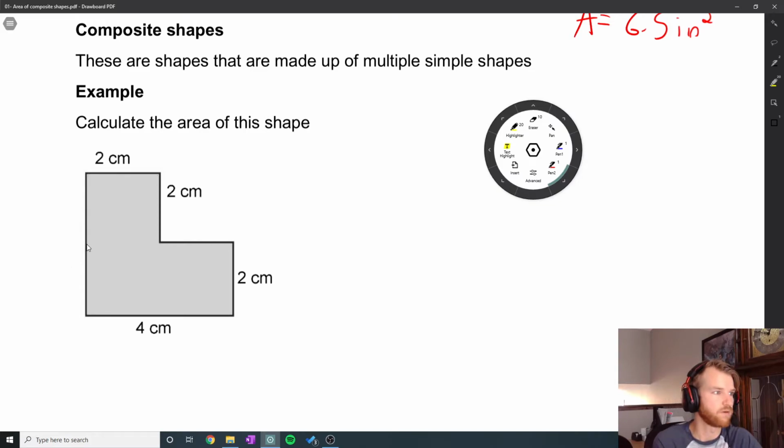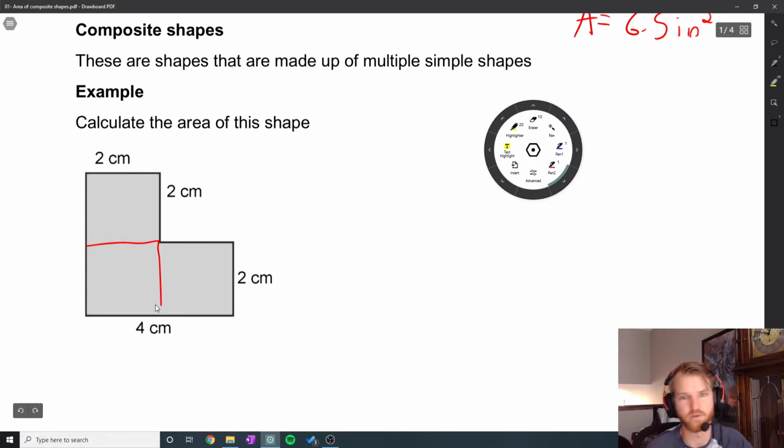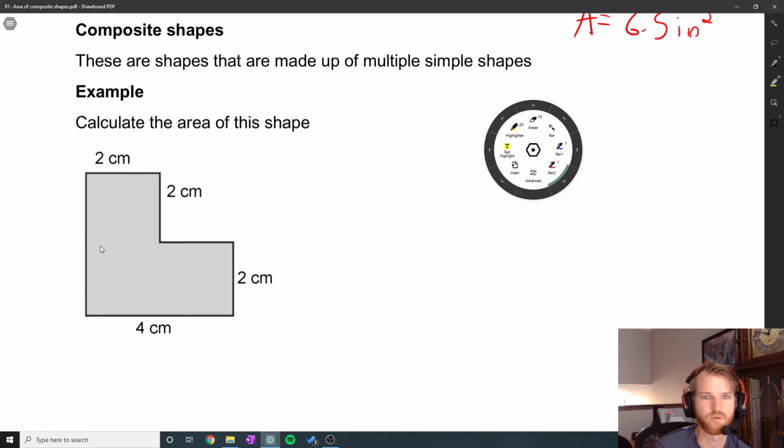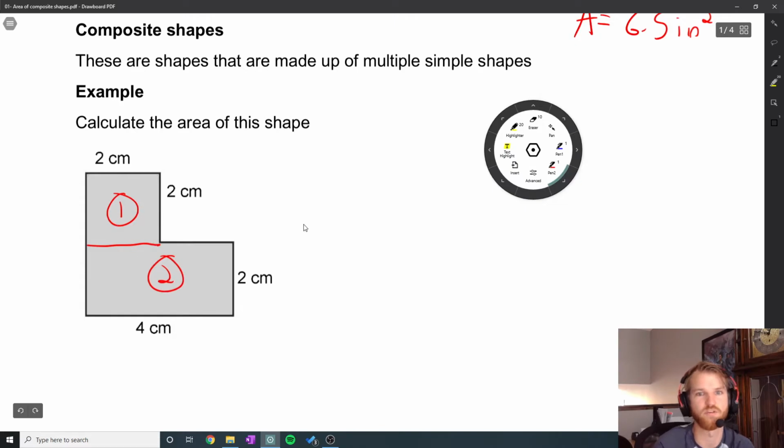You could either break it up here and find the area of this square and the area of this rectangle, or we could break it up here and find the area of that square and that rectangle. You could break it up into 3 squares, but you get the idea. You just need to break it up into pieces that we can work with, and there's lots of different ways that you could do that. So I am going to do it this way, where I'm going to call this my first shape and my second shape. I'm just labeling them here so that it's easy for me to show my work.